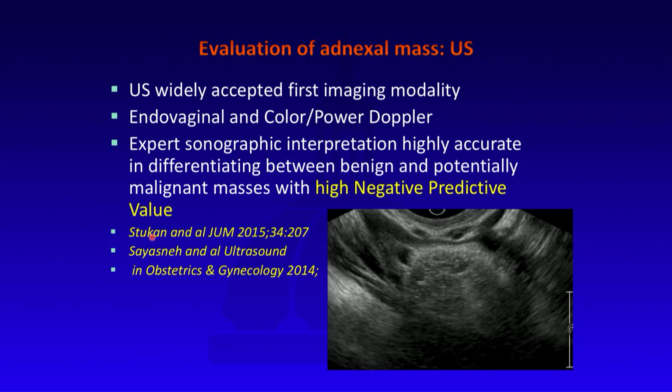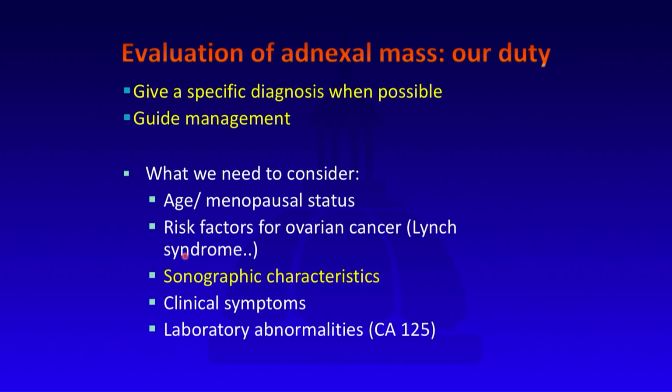But it has been shown for many years that expert sonographic interpretation, by people who have experience reading these ultrasounds, is highly accurate in differentiating between benign and potentially malignant masses, and certainly has a high negative predictive value. So really our duty is, whenever possible, to give a specific diagnosis. Don't just give an impression, per se, of heterogeneous adnexal mass. That doesn't help anybody. You really have to make a specific diagnosis if you can, and if you can't, put enough in your interpretation that you can guide further management.